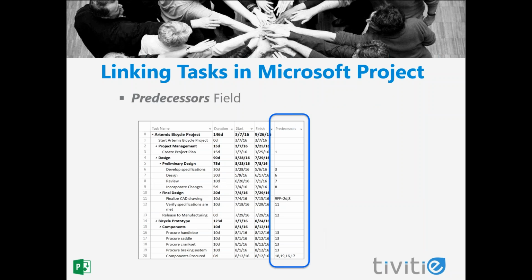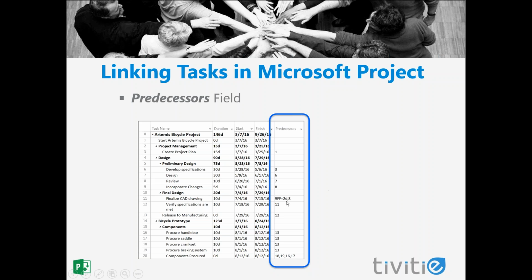The third and final way that I want to show you about linking in Project is the predecessors column. We actually have a predecessors column and a successors column. As I'm entering links into Project, Project will automatically be filling in the information in this column. I can actually type directly into the predecessors column if that is the way that makes the most sense for me. I just want to point out a couple of things about the format.